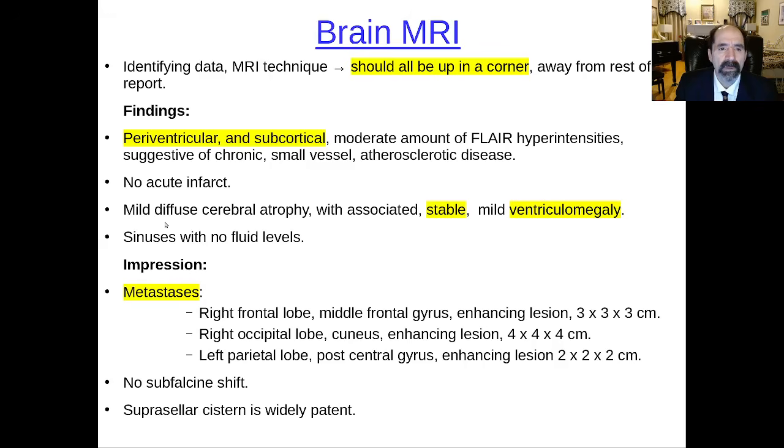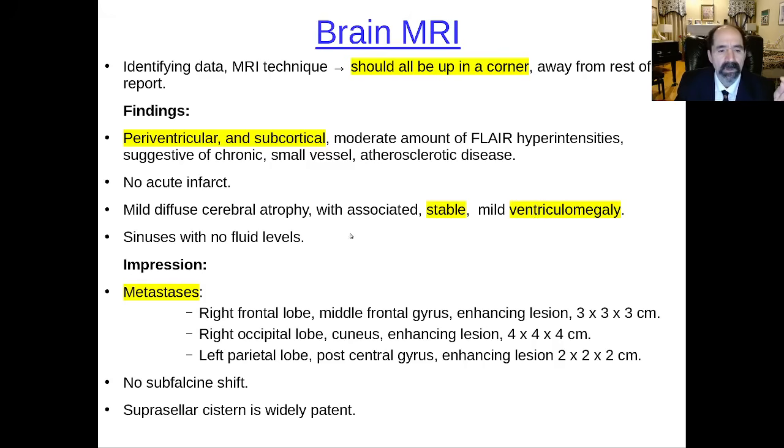Okay, brain MRI, all the MRI sequences, just stick that all up in a corner. Nobody's going to read that or care about that. You don't want to clutter up the report with stuff that's not important to anyone. Findings, again, same point, state the anatomical area first: periventricular and subcortical, moderate amount of FLAIR hyperintensities, suggestive of chronic small vessel atherosclerotic disease, pretty standard MRI report there. Mild diffuse cerebral atrophy with associated stable ventriculomegaly. They're always going to want you to compare it with the old one, so make sure you compare it with the old one. Ventriculomegaly just means the ex vacuo dilation of the ventricles, rather than hydrocephalus, which implies that there's a problem. So, you know, ventriculomegaly, no problem.